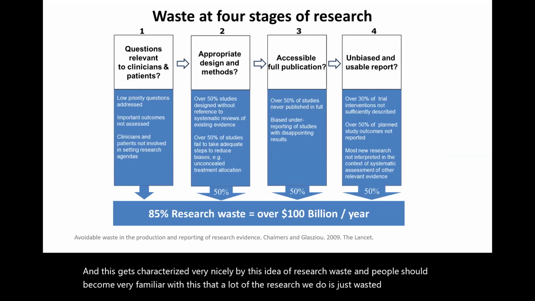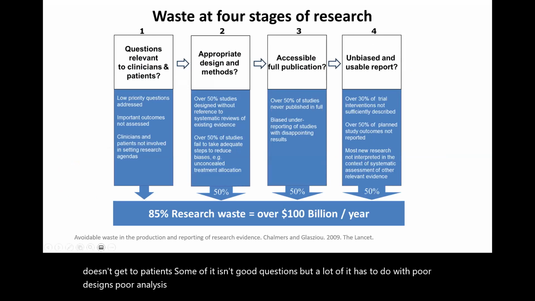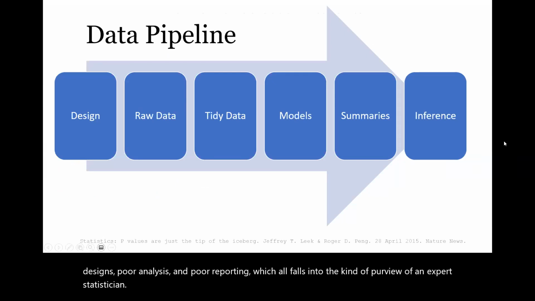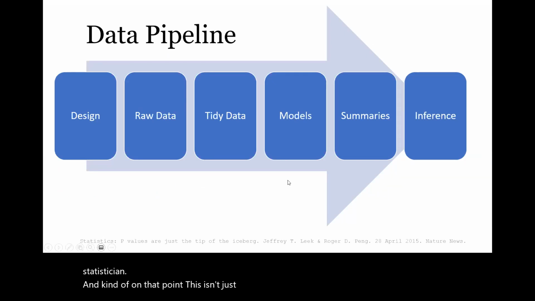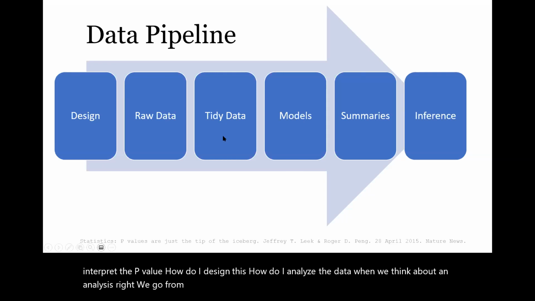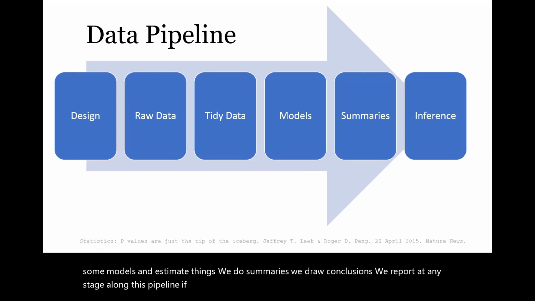And some of it doesn't get to patients, some of it isn't good questions, but a lot of it has to do with poor designs, poor analysis, and poor reporting, which all falls into the purview of an expert statistician. And on that point, this isn't just about doing the statistics in terms of how do I interpret the p-value, how do I design this, how do I analyze the data. When we think about an analysis, we go from the design, through the raw data, we tidy it up, we might run some models and estimate things, we do summaries, we draw conclusions, we report. At any stage along this pipeline, if something goes wrong, the entire result can be completely invalidated.